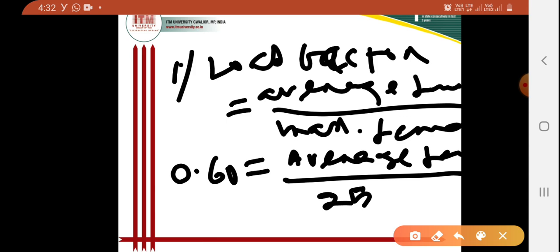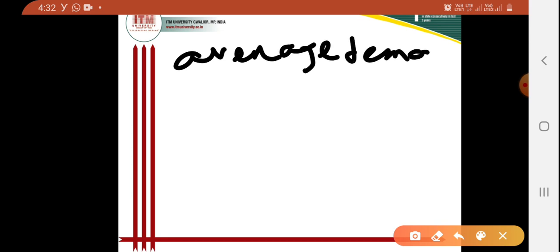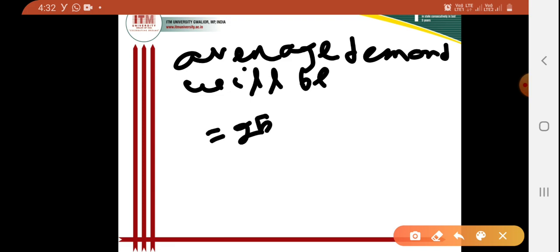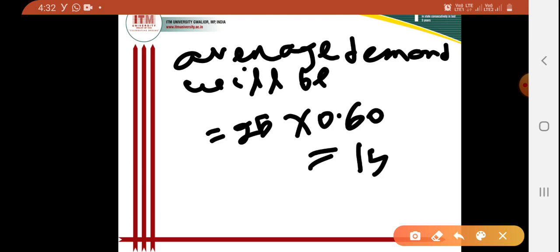Now the average demand will be what? From this I can calculate the average demand. That will be equal to 25 into 0.60, which will be equal to 15 megawatt. Now calculate the plant capacity factor.